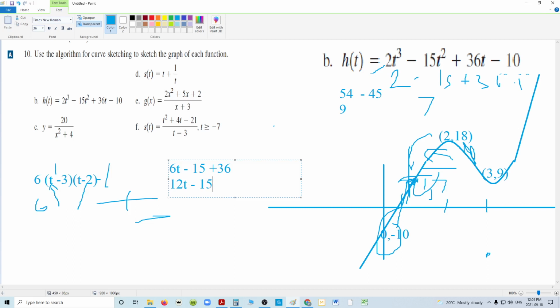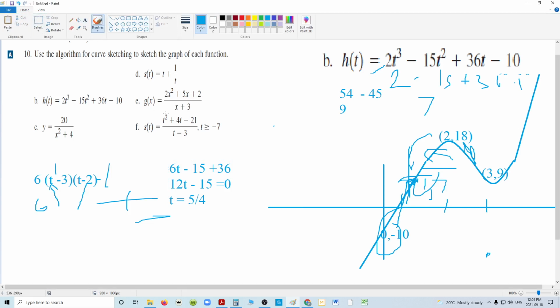6t squared minus 15t, yeah. If you set that to 0, you will find your inflection point. Divide them both by 3. So that means that x is equal to 1 1/4. This curve, is it 1 1/4? Is that really the inflection point?